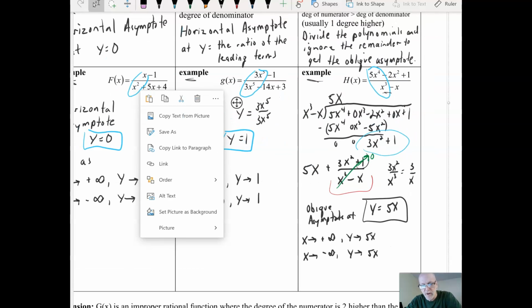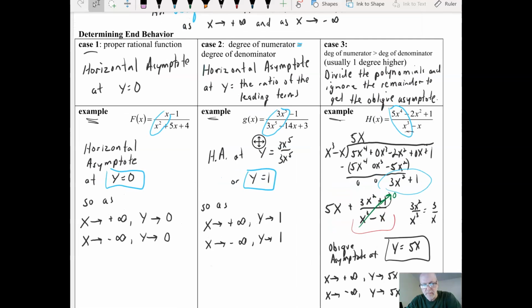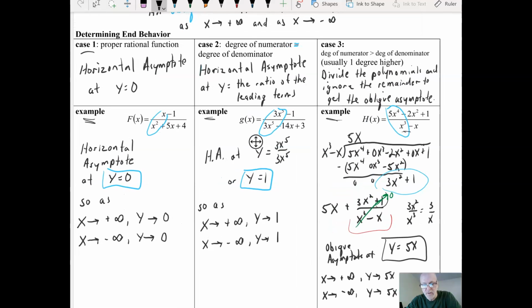All right, so in summary, again, there's 3 different things that can happen. Either the degrees can be the same, which is case 2, and you just look at the ratio of those first two terms. The numerator can be less, which is a proper rational function, which approaches 0, or the degree of the numerator is more than the degree of the denominator, in which case you have to do long division.